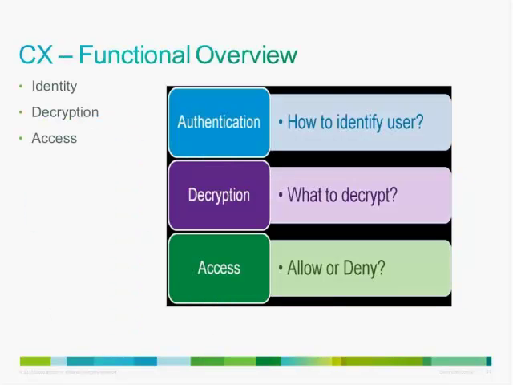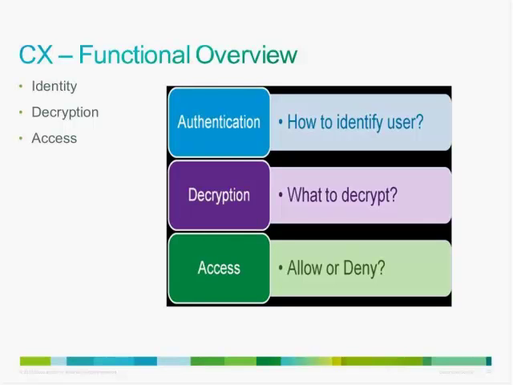Now, here's a quick functional overview about the CX. These are the 3 major policy types on the CX. One is the identity, which is used for identification or authentication. That is, how do you identify the user? The user which is going to access the website, what is the user information associated with that user? Is it an administrator? Is it a private user? Or what is the username? What LDAP group does it belong to?